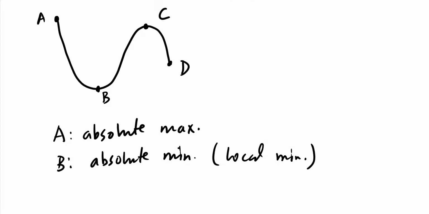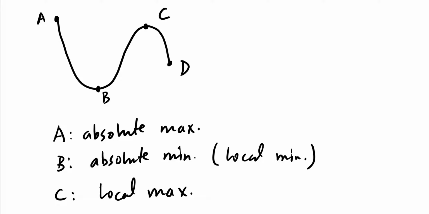What about at point C? Well, that's a local max. What about D? Nothing. Notice something. When we talk about absolute max and min, it can occur at the endpoints, and that's what happened to the absolute max for this graph. It occurred at the endpoint, at point A.